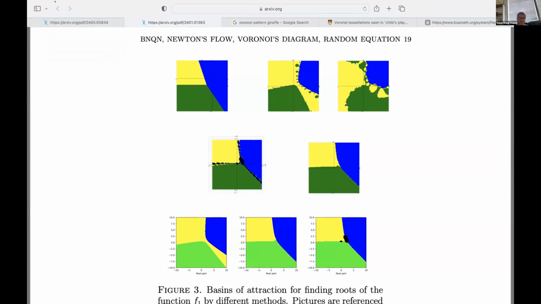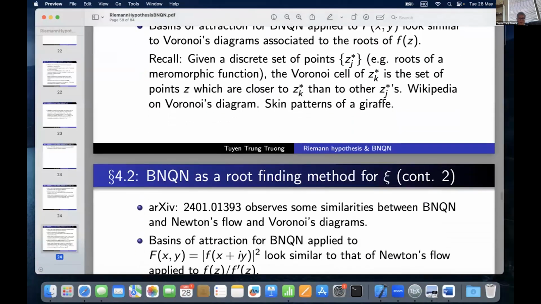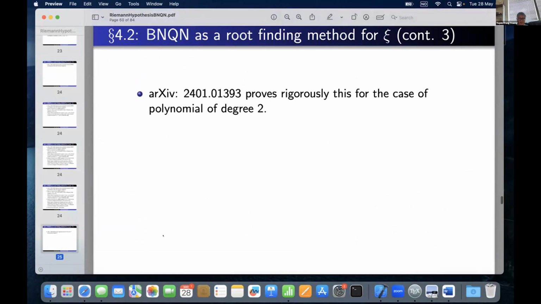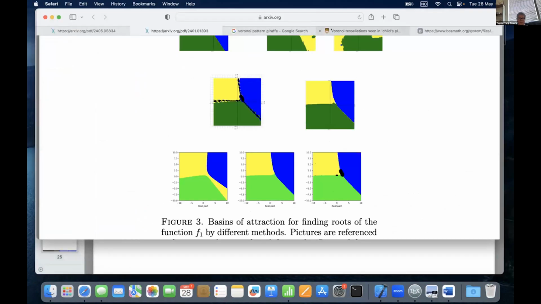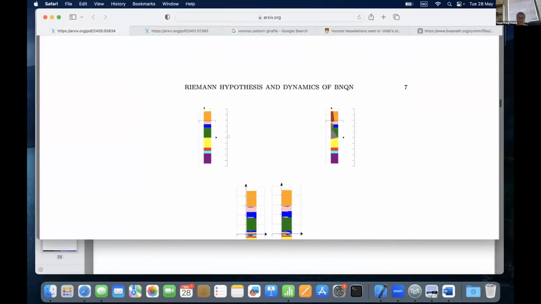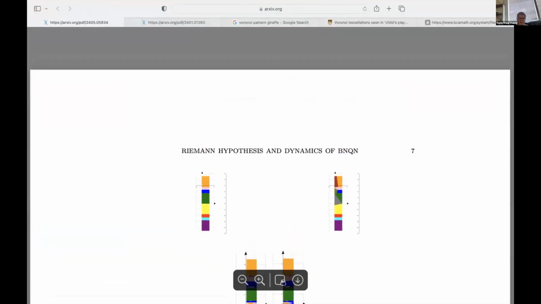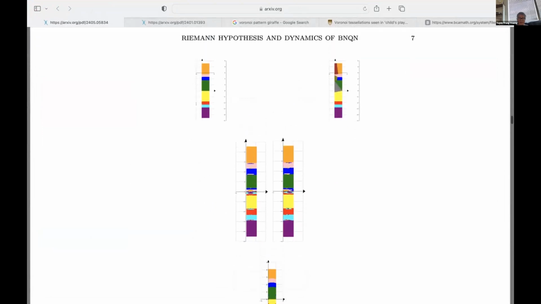Okay, so let me come back to this paper. What happens in the case of the Riemann hypothesis, if it's true, is that all the roots are on the critical line. So what you see in the first picture on the first row is the Voronoi diagram for the first 8 roots of the Riemann zeta function, and you see there are lines which are parallel to the x-axis. In particular, each of them will intersect the y-axis in a non-empty open set.